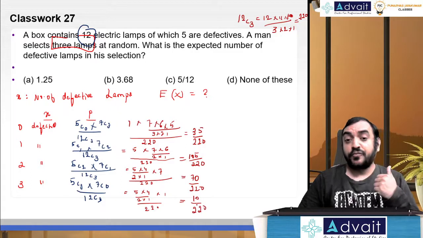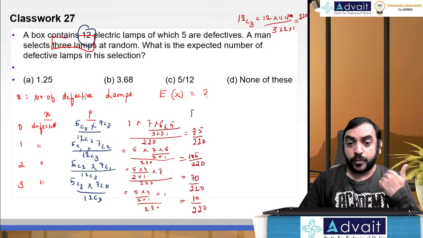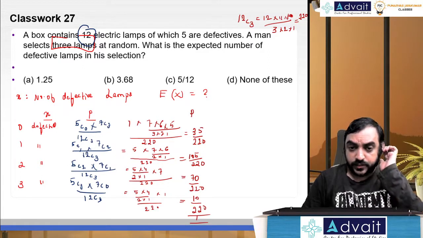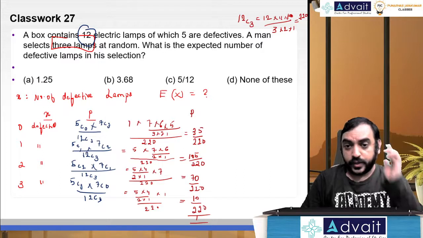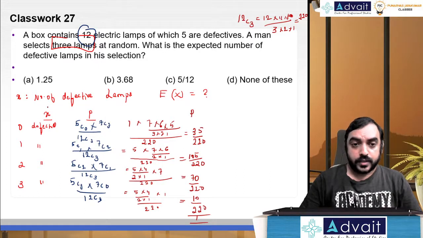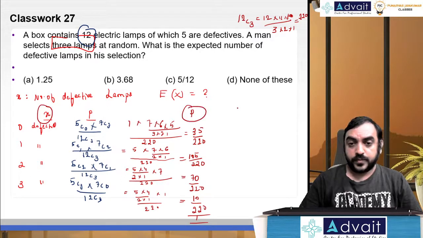And as a matter of verification, do the sum of the probability. Sum of the probability should always add up to 1. Check it out. Is it adding up? 35, 105, 70, 10. Yes, 220 by 220, that is 1, it is adding up. Now we multiply the X into P column.